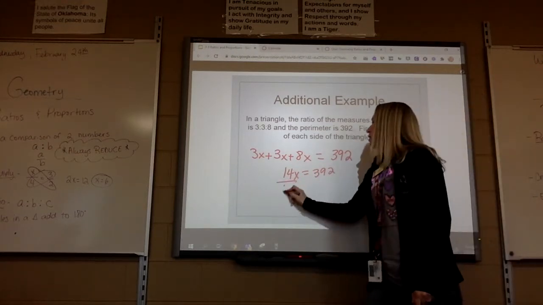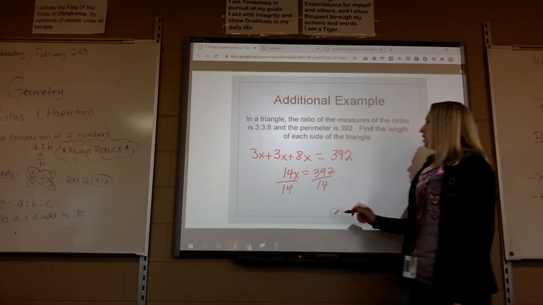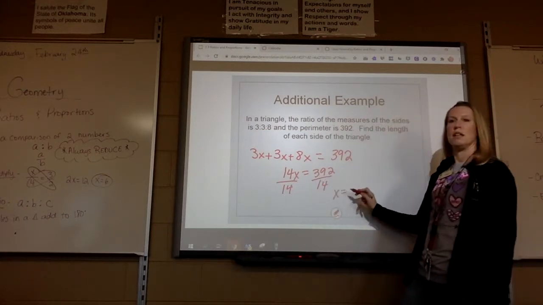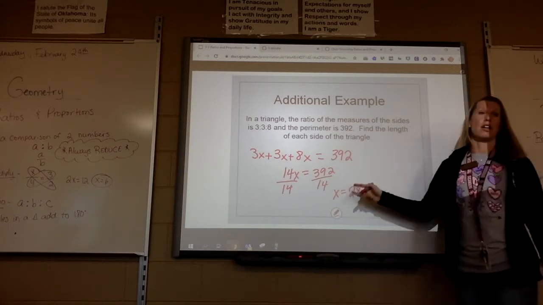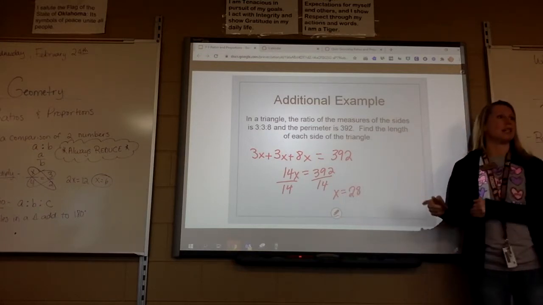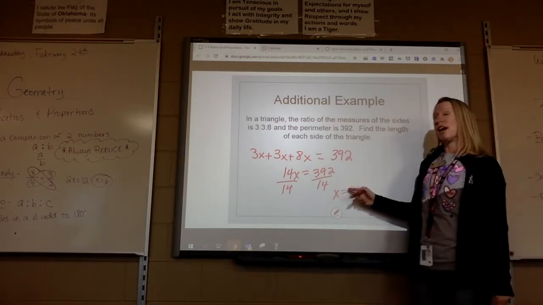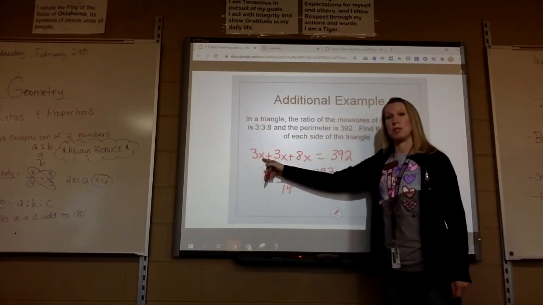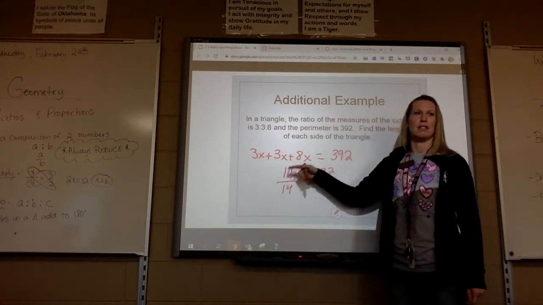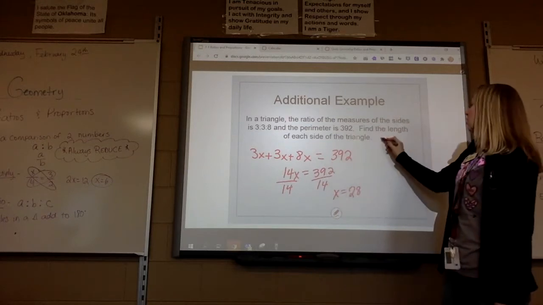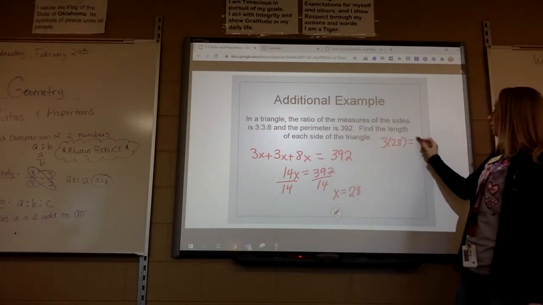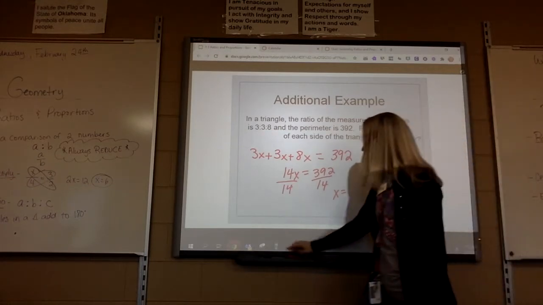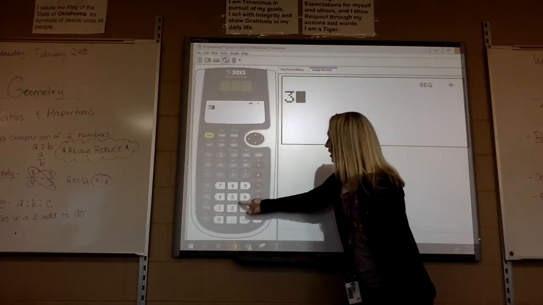Divide by 14. So somebody tell me what that is. 28. Okay, that is not your answer. I need the lengths of the sides. So the lengths of the sides are going to be 3 times 28, 3 times 28, and 8 times 28. So 3 times 28 is what? 84.